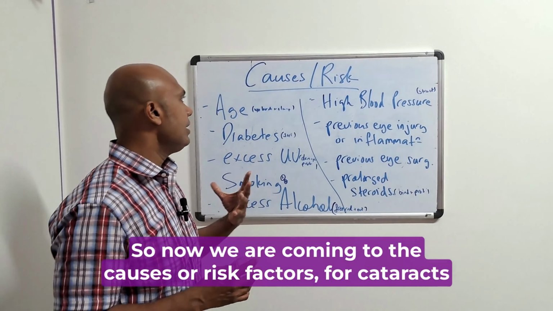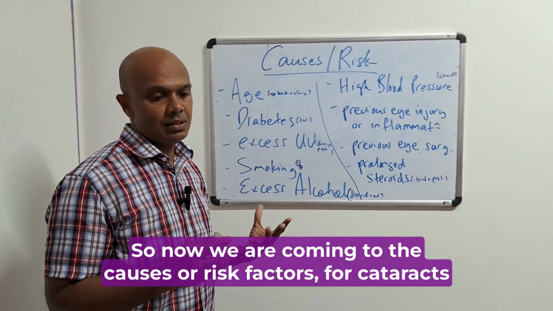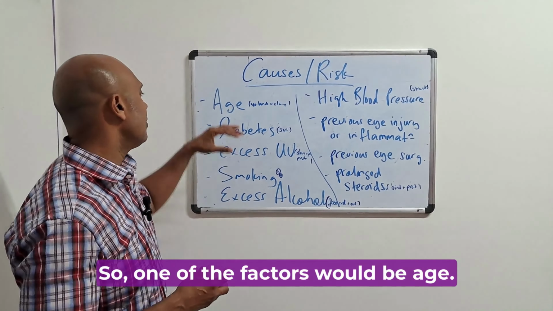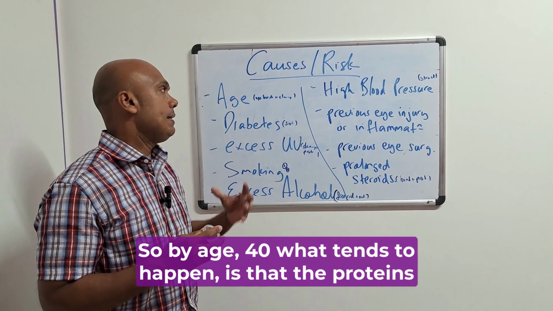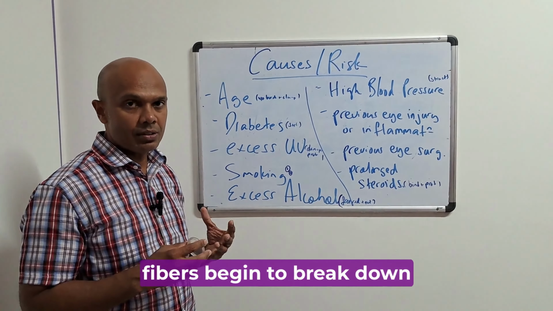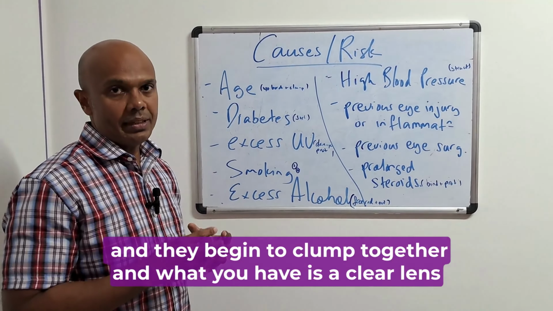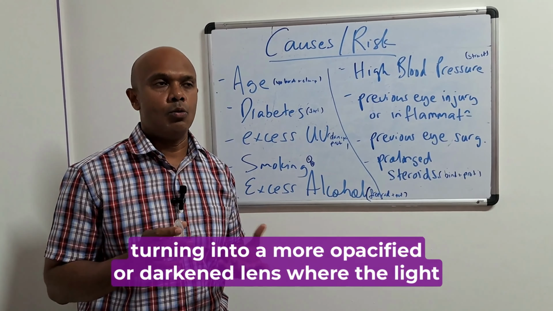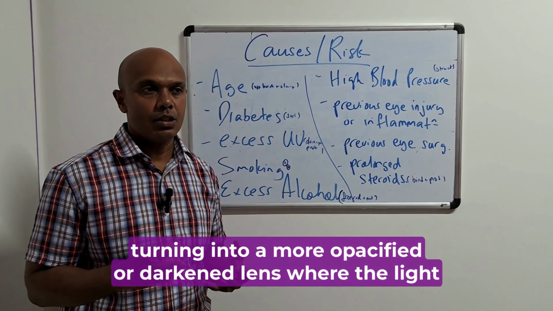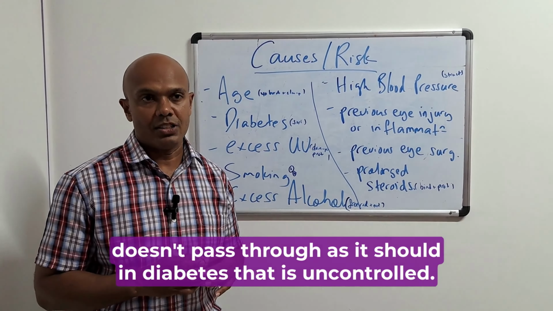Okay, so now we're coming to the causes or risk factors of cataracts. One of the risk factors would be age. By age 40, what tends to happen is that the proteins and the fibers begin to break down, and they begin to clump together. And what you have is a clear lens turning into a more opacified or darkened lens, where the light doesn't pass through as it should.